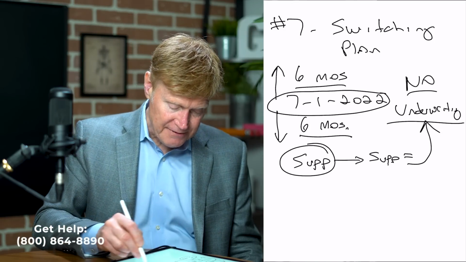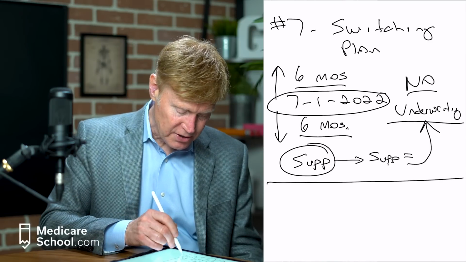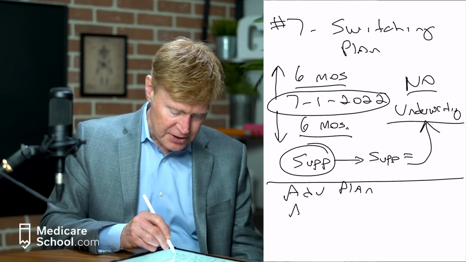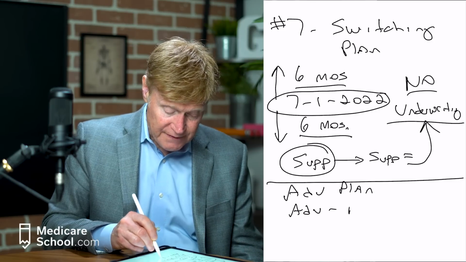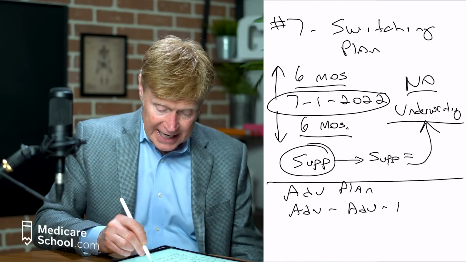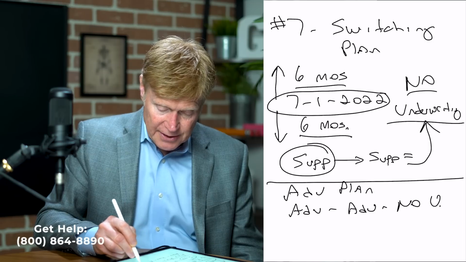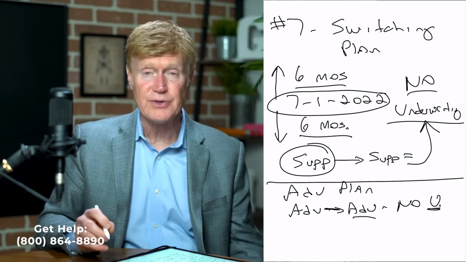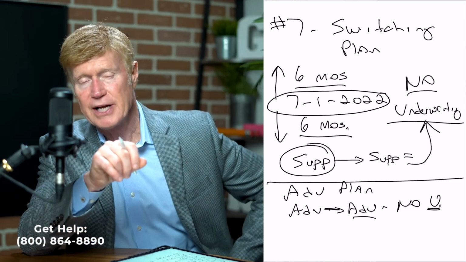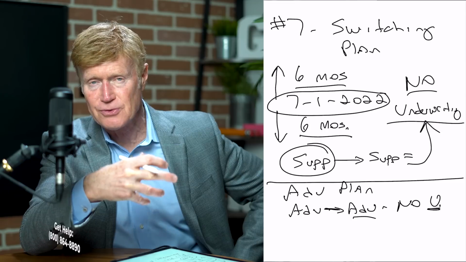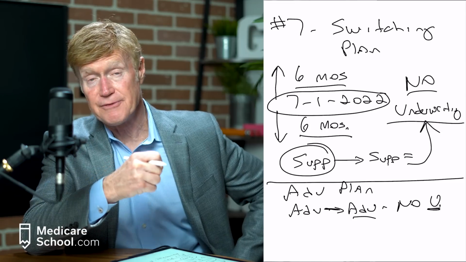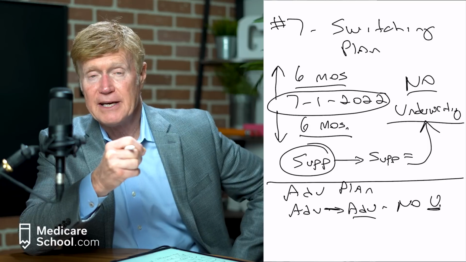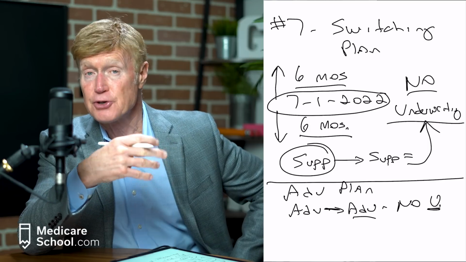Now, let's talk about Advantage plans. So here's the way this works. If I'm on an Advantage plan, what happens? If I want to switch an Advantage plan to an Advantage plan, again, I can do that with no underwriting required. We just call it no underwriting. Advantage to Advantage, I can do that. Now, I can't do that just any time I want. I've got to do that either October 15th through December 7th with an effective date on the new policy, January 1, or we can make that switch during the first quarter of the year.